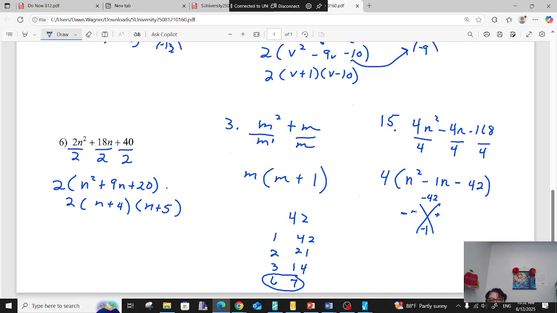This would be negative 7 because the larger number has to pay. Yes, and this would be 6. So it'd be 4 parentheses n minus 7, n plus 6.